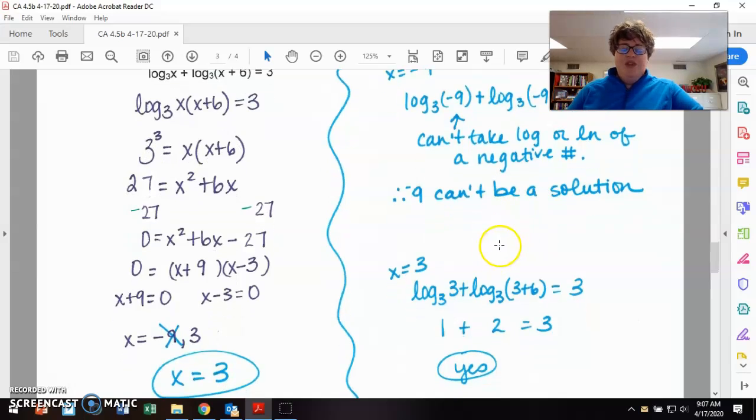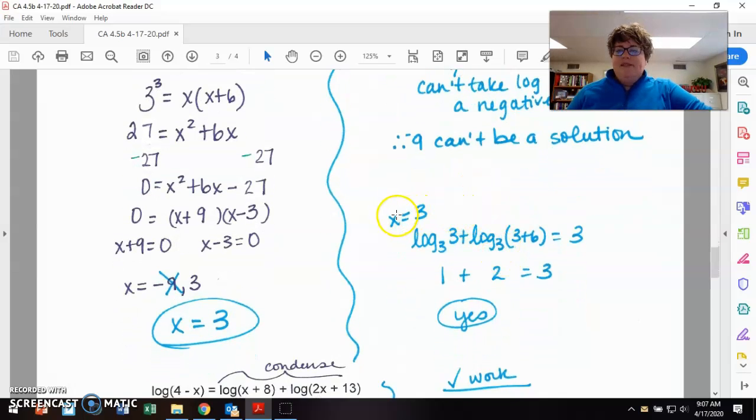Now, when we plug in 3, we end up getting a solution that works. If the base is the same as what you're taking the log of, remember that's equal to 1. 3 to what power is 9? 3 squared gives me 9. So that's where the 2 is coming from, and that does equal 3. So 3 works. -9 does not work.